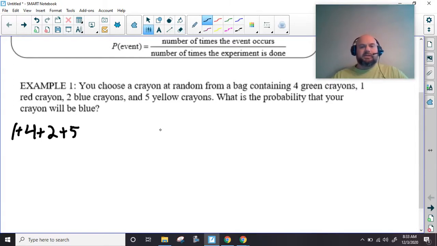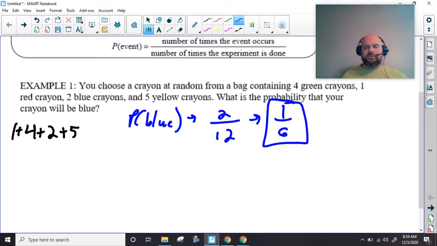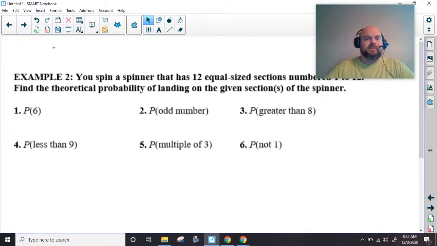Now, probability of getting a blue. You'll see this written like this, probability of blue. So this is out of 12. We have 2 of them. Well, this reduces down to 1 over 6. Now always reduce down your fractions. If you have the calculator like I have there in the classroom, or like this one, it will do it for you. All right, let's move on.